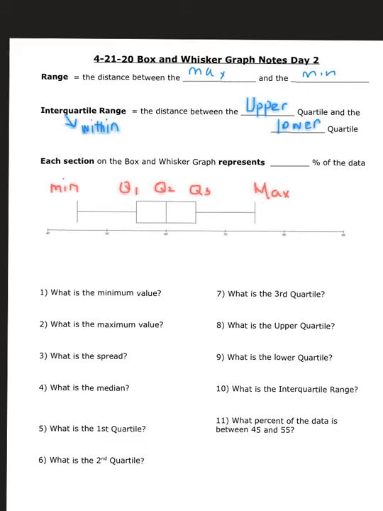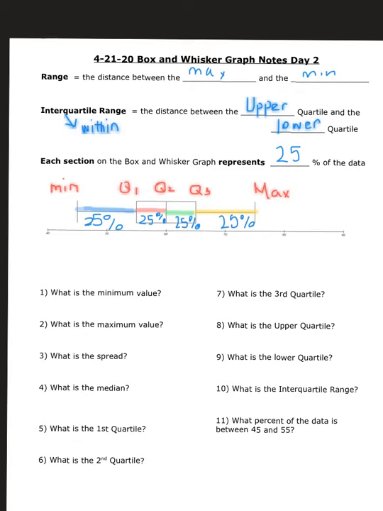If you notice, a box and whisker graph is broken up into 4 parts. I broke it up so you can see the 4 different parts. Continuing with the notes, it says each section on the box and whisker graph represents blank % of the data. Well, if you think about it, a box and whisker graph as a whole represents 100%. And if it's broken up into 4 parts, that would mean that each part of the box and whisker represents 25% of the data.